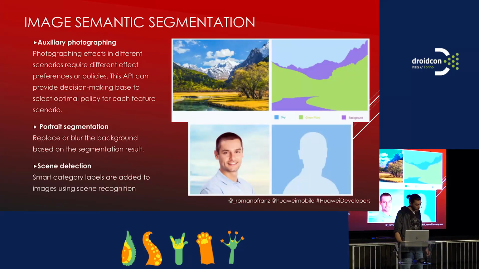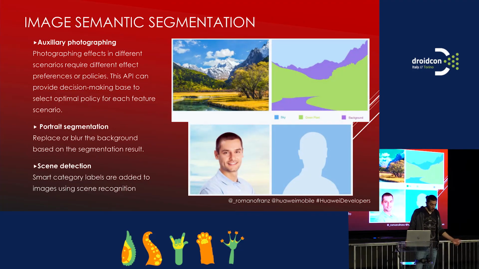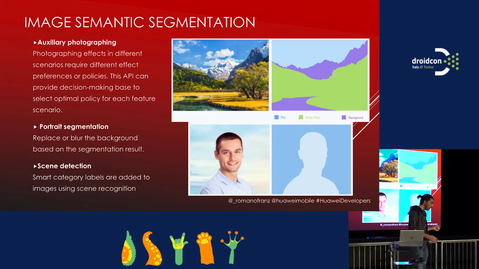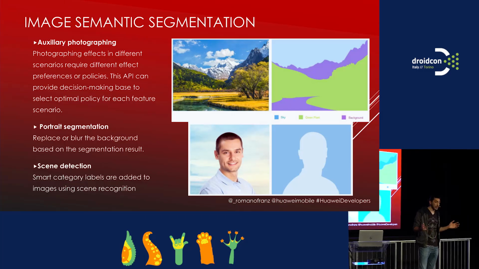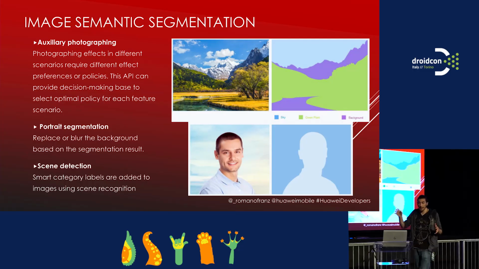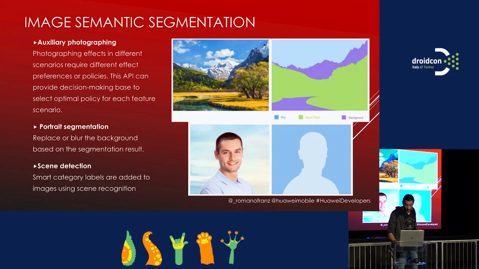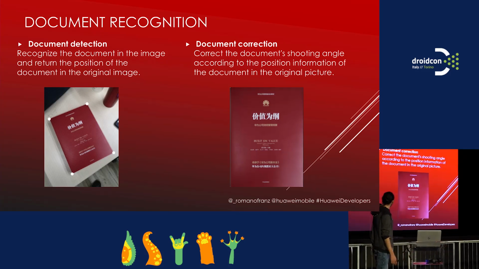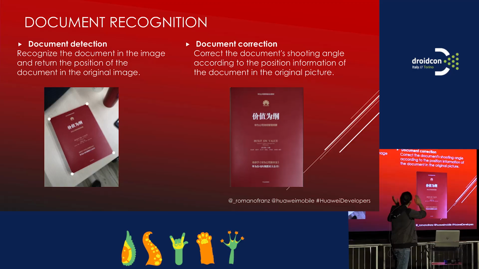Let's go deeper. What can you do? It's like understanding for an image what's the background, what are the green plants, like trees, or sky, sea. Also segmenting your portrait, or scene detection, which means that we have some classes, understanding if the picture is about a shore or fireworks or it's an indoor environment. Document recognition is something where you can detect the coordinates of a document in an image and then correct the angle.